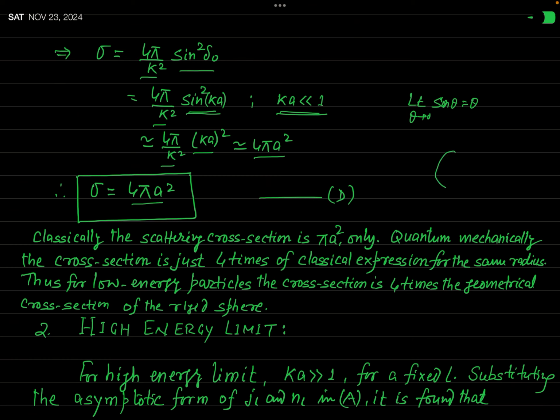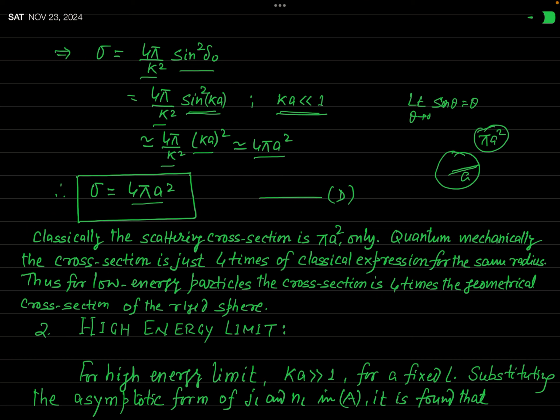But you know, if our sphere is of radius A, what will be its geometrical cross section? The geometrical cross section of a sphere of radius A is simply pi A square. Pi a square is the geometrical cross section, and the geometrical cross sectional area is equal to the classical value of the cross section.